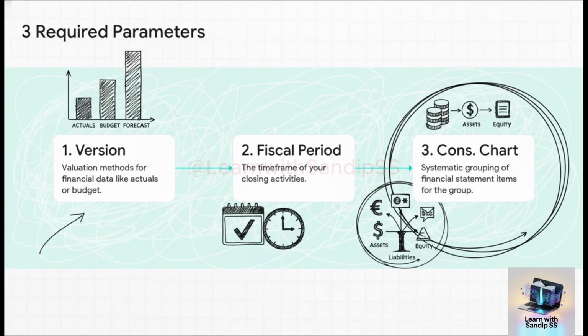And you only need to set 3 required parameters. Really, it's like answering 3 simple questions. First, the version. What kind of data are we looking at? Is it our actuals, a budget, or maybe a forecast? Second, the fiscal year and period. When are we closing for? And third, the consolidation chart of accounts. What's the financial rulebook we're all playing by? You set those 3 things, and you are ready to roll.